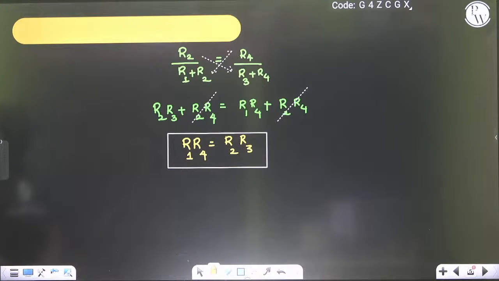Yes, Rafsan, how are you? Very good. So this is the bridge balance condition.